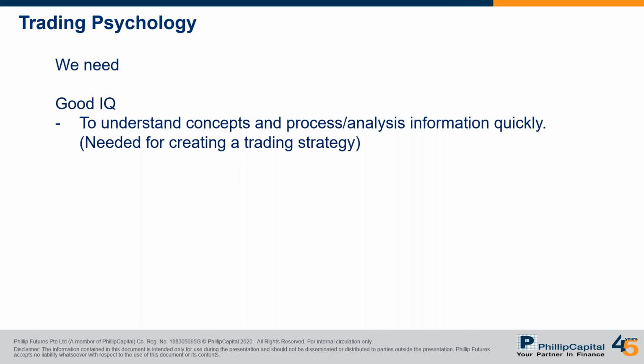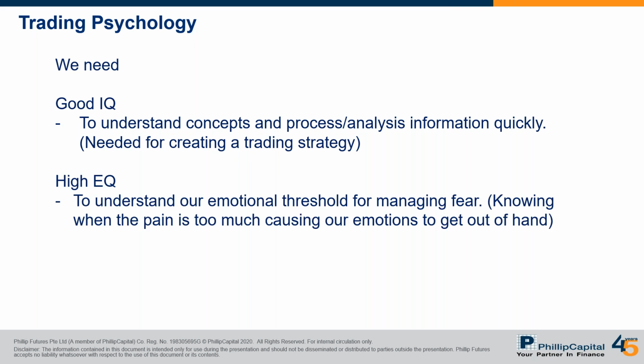Okay, but as a trader, we know that IQ alone is not enough, because a lot of the time the emotional part comes into play. So what does the emotional part affect? Most of the time it will affect our discipline. So how does EQ work? EQ means understanding of our feelings and our emotions. One important part of EQ in trading is to understand our threshold. What do you mean by that?